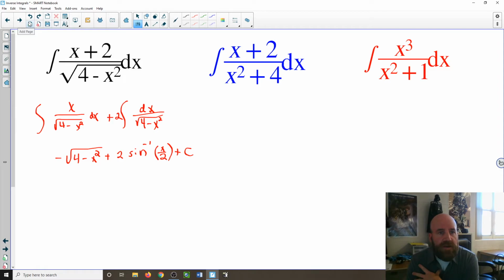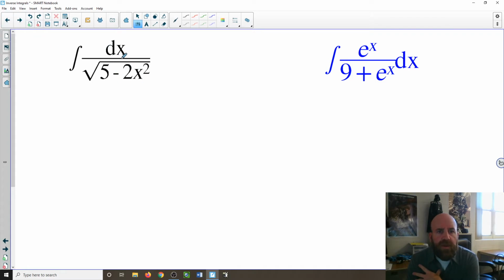And then one more thing we need to look at. Whenever we have a number in front of our u, so our u here technically would be the square root of 2x, what we're going to want to do is rewrite this. We want to pull the 2 out. So we're doing square root. So if I factor out a 2, we're going to have 5/2 minus x squared.